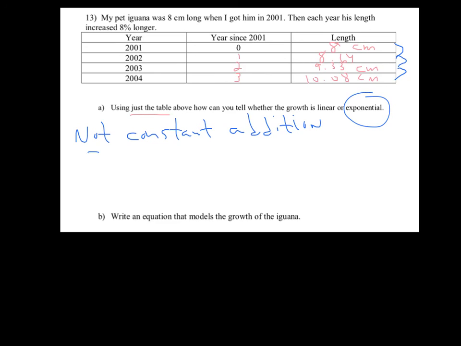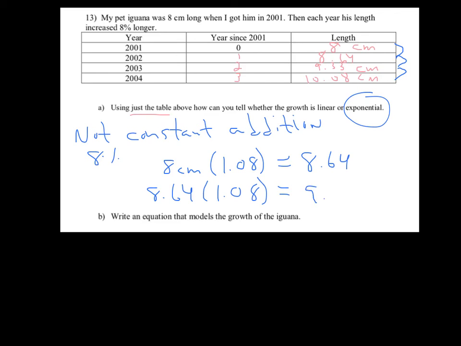It's also exponential because of the 8% growth. And how did I get those numbers, by the way? I took my 8 centimeters and I multiplied by 1.08, which is 108%, and I got 8.64. Then I took 8.64 and I multiplied by 1.08, 108% again, and I got 9.33 centimeters and so on. That's how I got those values.